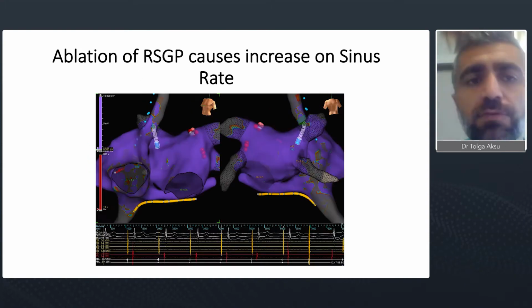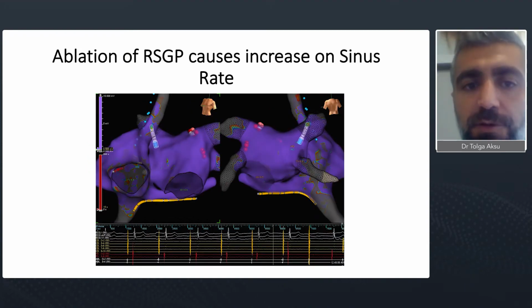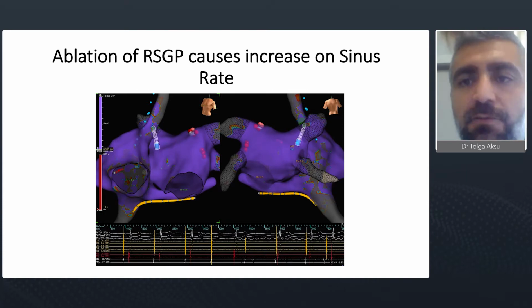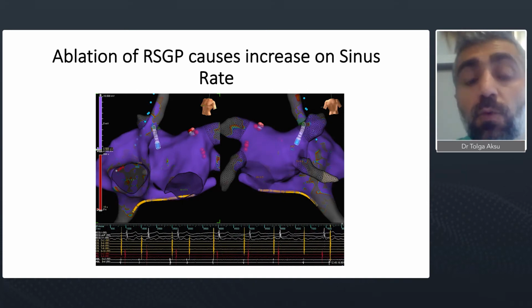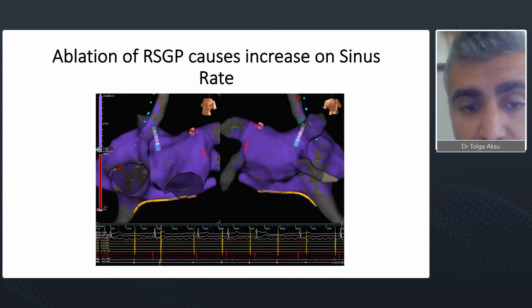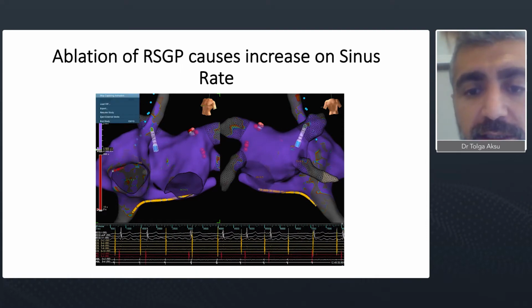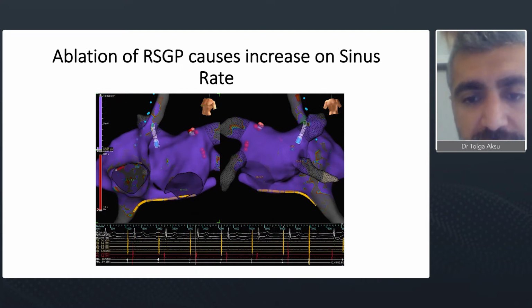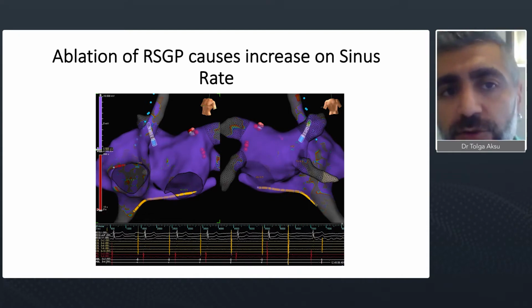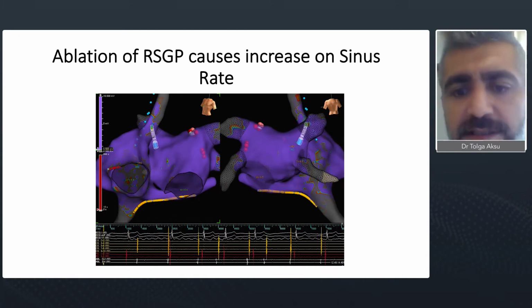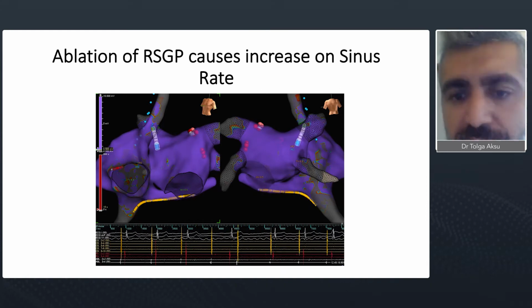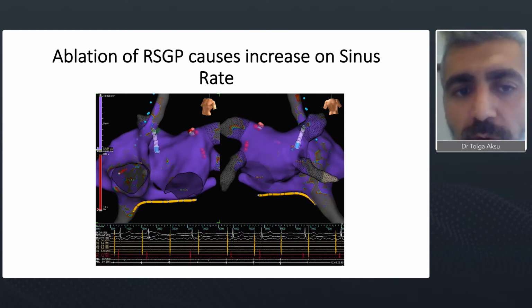But during RF application on right superior GP side, we don't see any VGAR response in almost 100% of cases. Again, you can see the fragmented electrograms. We started ablation. Let's see the sinus rate. During RF application on right superior GP side, we will see such a steep increase on sinus rate without any VGAR response.